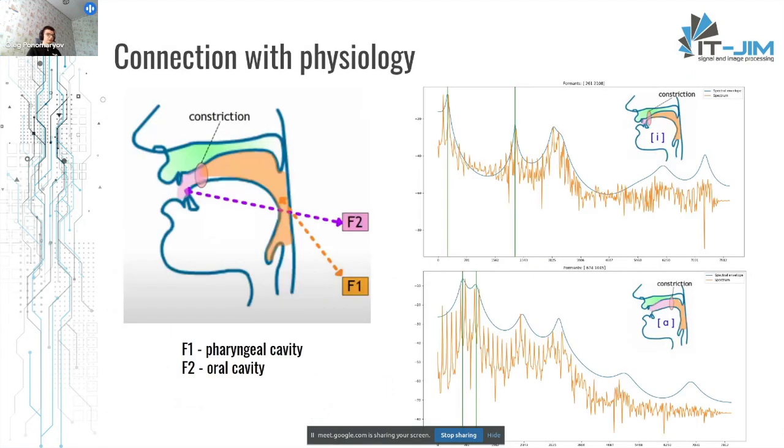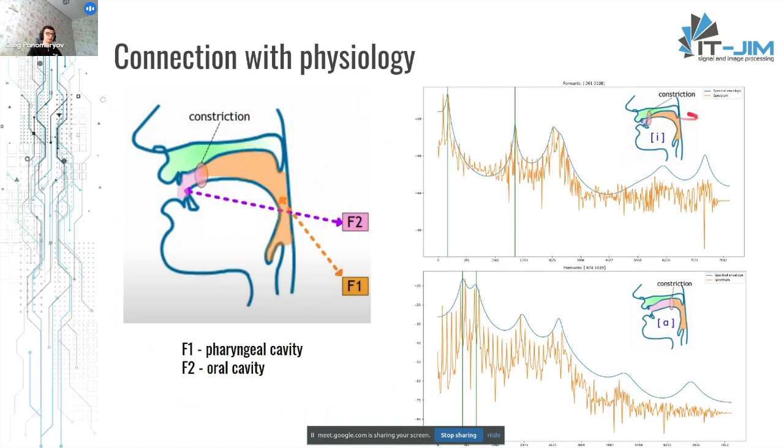And now it's time for the part that I've promised about physiology. We'll start with a more simple example. So our tongue forms a so-called constriction in the mouth. In this picture, it doesn't look like much of a constriction, but we still consider it to be there. And it separates our vocal tract into two parts. First is the pharyngeal cavity, so basically our throat, and the second is the oral cavity, so basically our mouth.